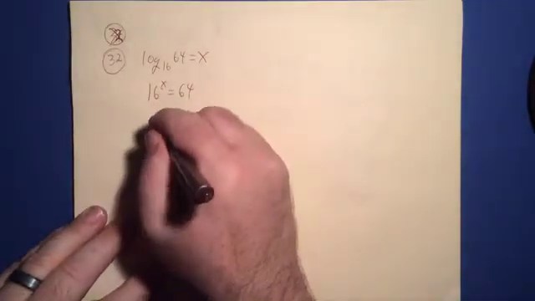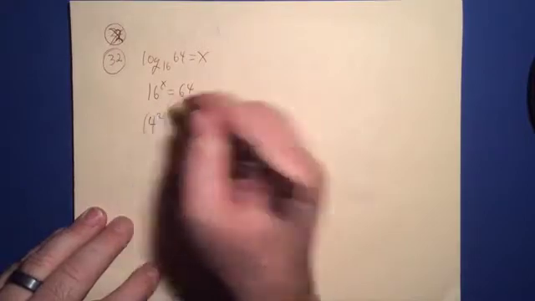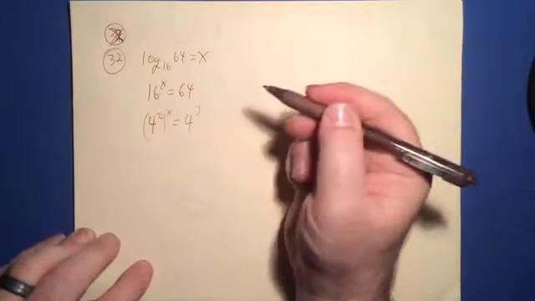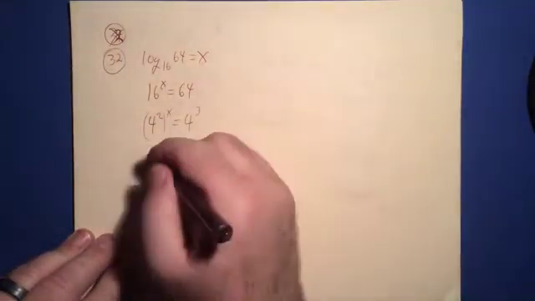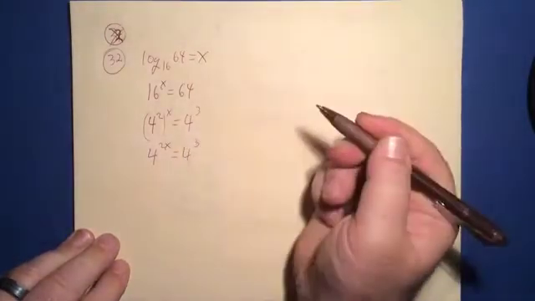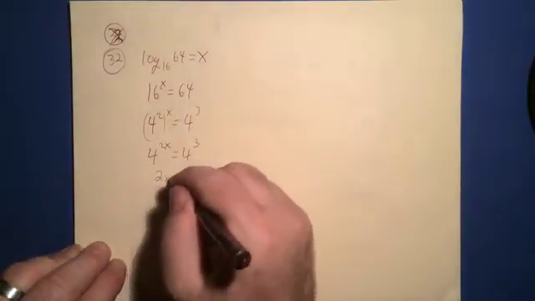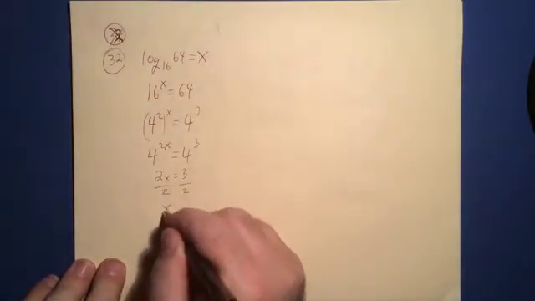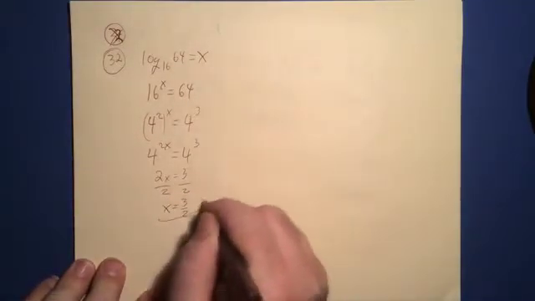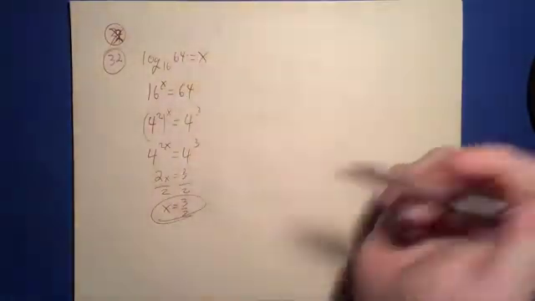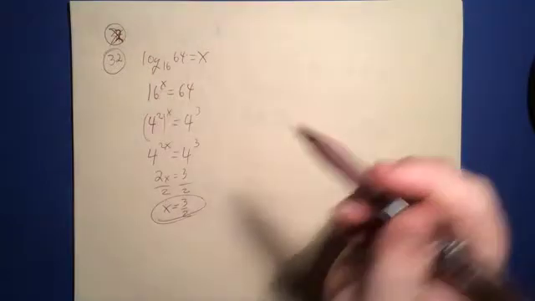So I can write 16 as 4 squared, and I put the x outside, and I can write 64 as 4 to the third. Simplifying this a little bit, I'm going to get 4 to the 2x equals 4 to the third. So I can set 2x equal to 3. And then if I divide both sides by 2, I get x equal to 3 halves. So the log base 16 of 64 is equal to 3 halves.